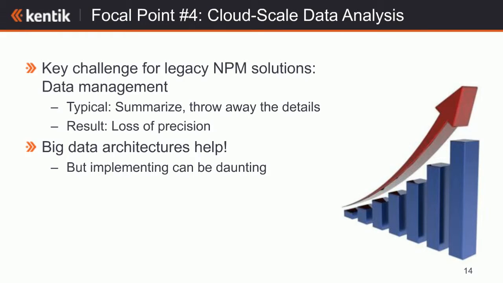So without the big data architectures to keep all of the details, most systems will simply summarize and throw away those details. And then you're lacking the information you need to get to the bottom of problems. And you're lacking the visibility you need sometimes to understand what's real and what's not, what's valid traffic, what's not valid traffic to do your anomaly detection.